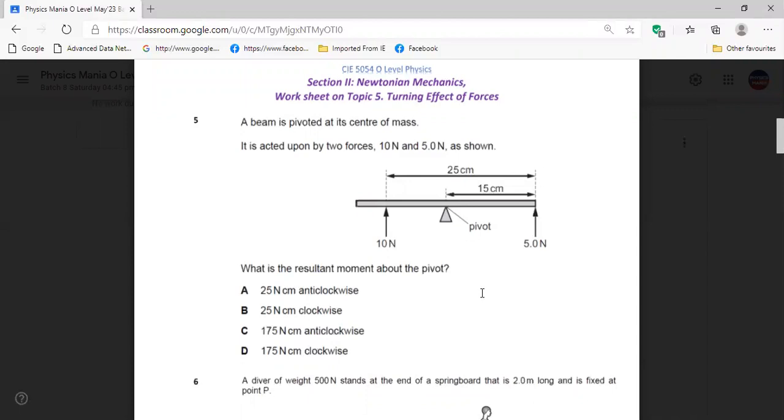We are giving the force in clockwise direction on the left, right? And in the anti-clockwise direction from the right. So these should cancel each other out, and the resultant will be in clockwise. Okay, so your answer is correct. Well done. Thank you, sir.